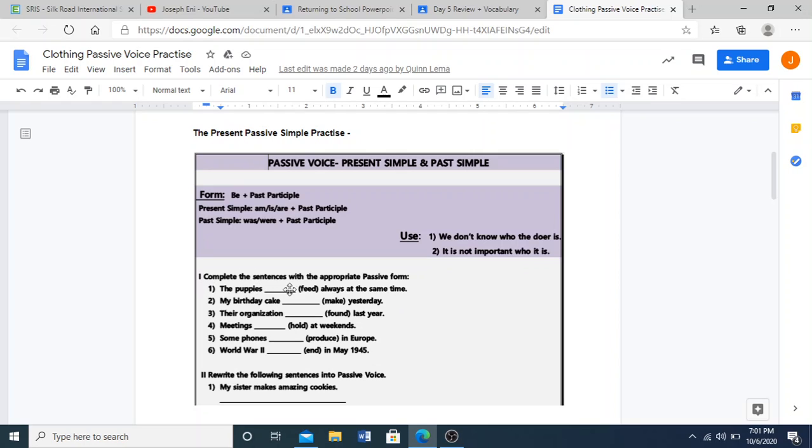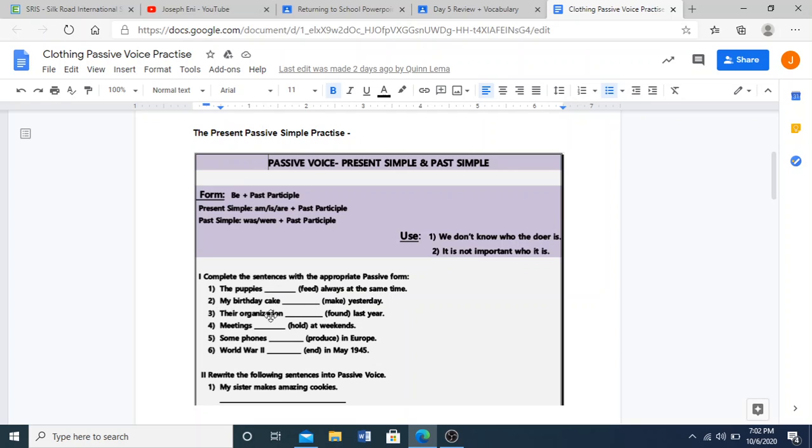Now, complete the sentence with the appropriate passive form. The puppies are fed always at the same time. In this number one sentence, you can see that it is not necessary to put the agent. The agent is not important here. That is why you did not see by whom or by a person or by whoever. So I think all these sentences fall under this category because here we're just dealing with the present and simple forms, however, in the passive. Okay, so the puppies are fed always at the same time.